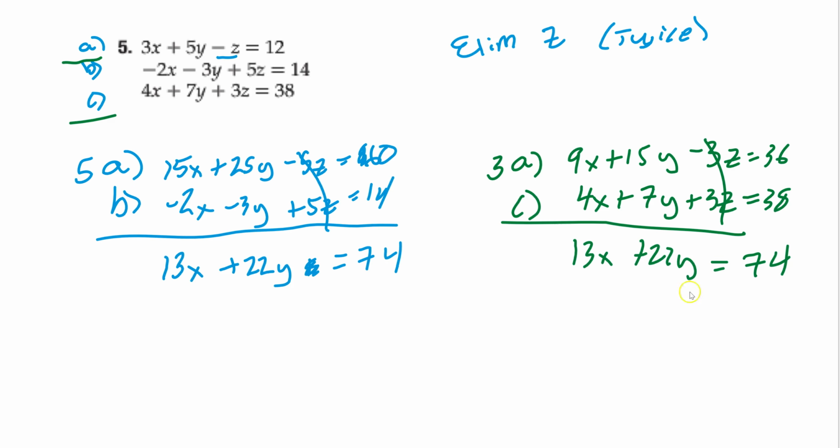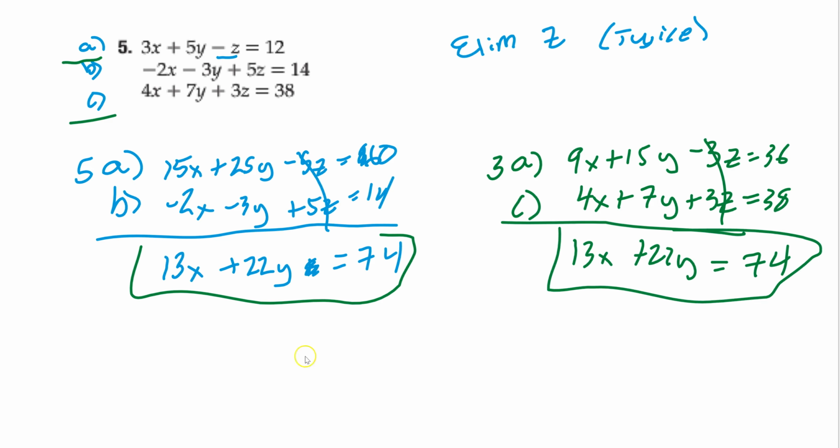And then now if you look at them, they're the exact same thing. My two new equations are exactly the same. So I'm going to have 13x plus 22y equals 74.